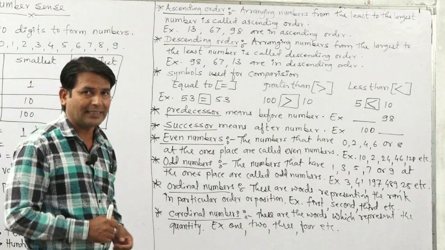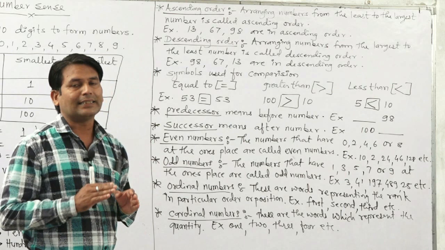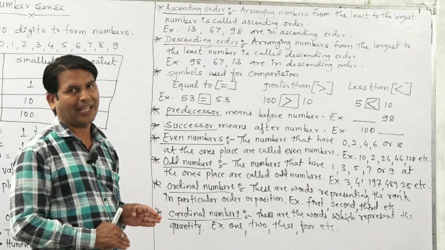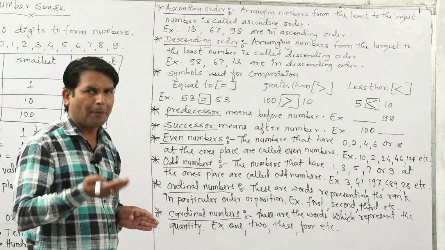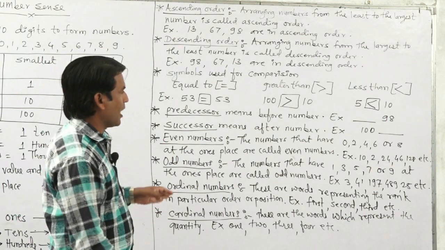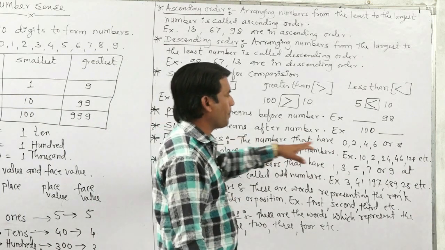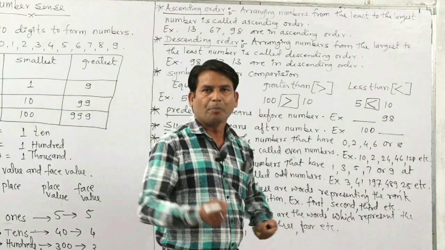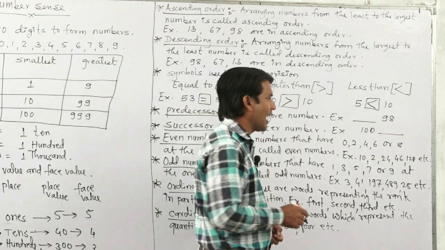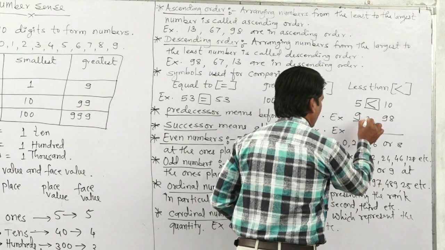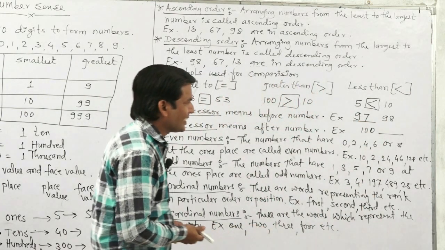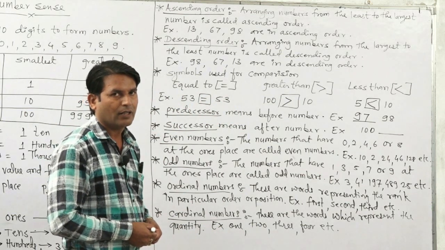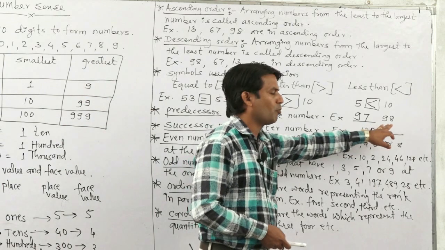So what is meant by predecessor? Friends, predecessor means nothing but the before number. Example is given here: what is the predecessor of 98? Predecessor means the before number. So the predecessor of 98 is 97. So 97 is the predecessor of 98.